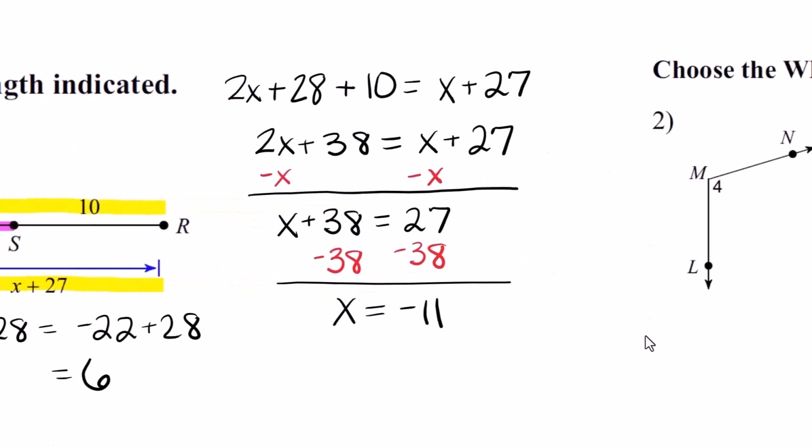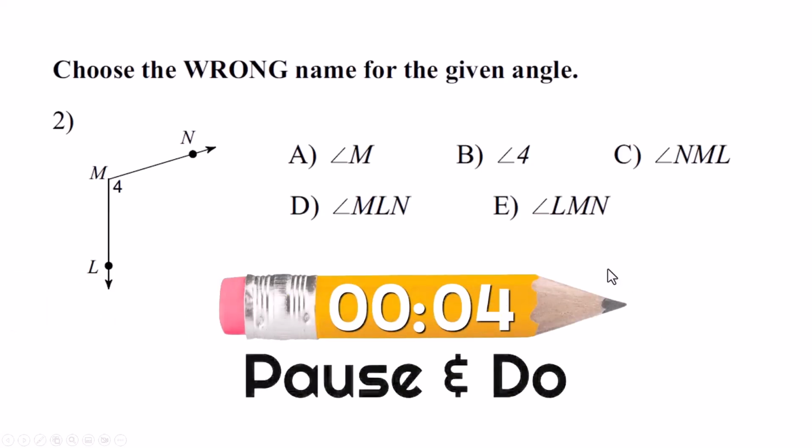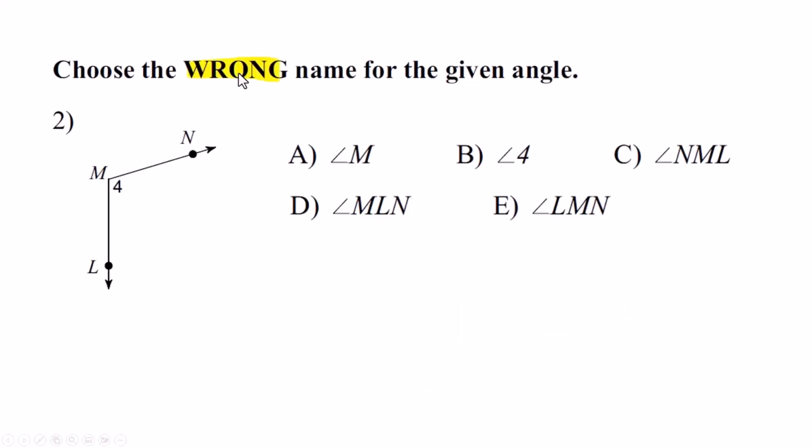Next problem. Pause and give this a try. You're looking for the wrong name, so we're checking to see if you know how to name angles. Choose the wrong name. Let's take a look at what we got. Here's the angle that we're trying to name. This is the vertex, and if you have 3 letters in the angle name, the middle letter needs to be the vertex. So let's look at our choices.